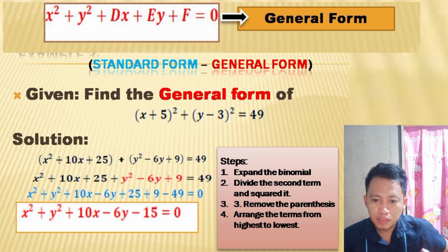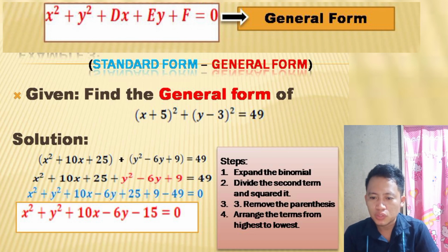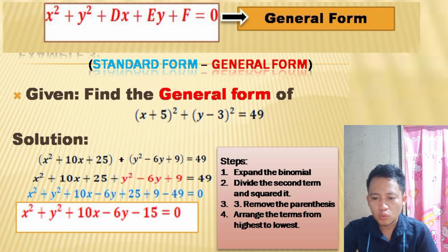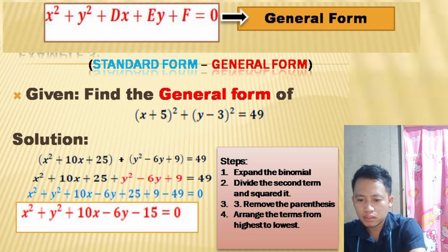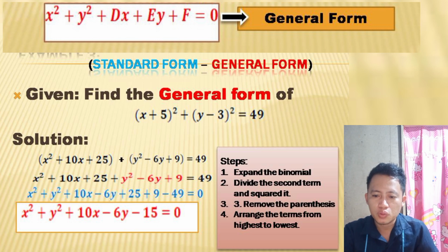So we have a given problem. Find the general form of the quantity of (x + 5) squared plus (y - 3) squared equals. How to solve this one? So let's follow 4 steps. Number 1, expand the binomial. Number 2, double the second term and square it. And number 3, we have to remove the parentheses. Then number 4, arrange the terms from highest to lowest.